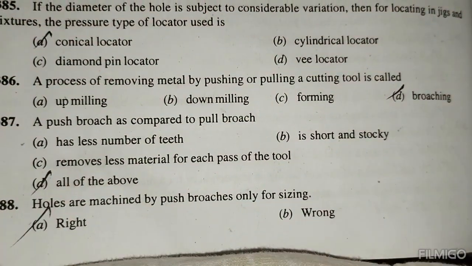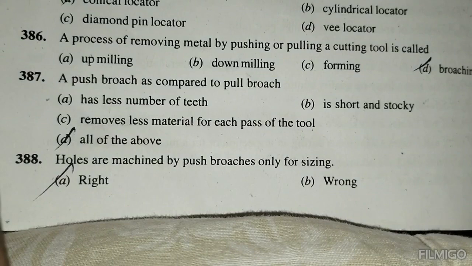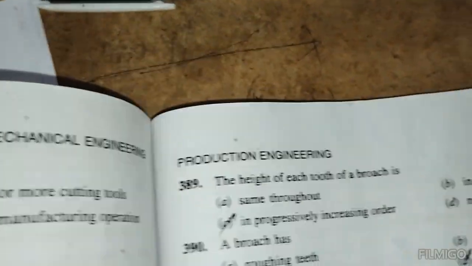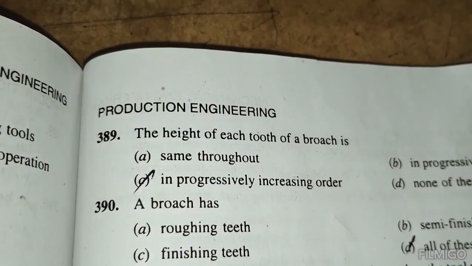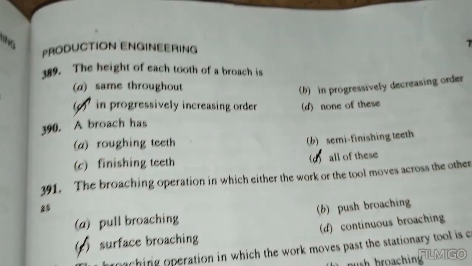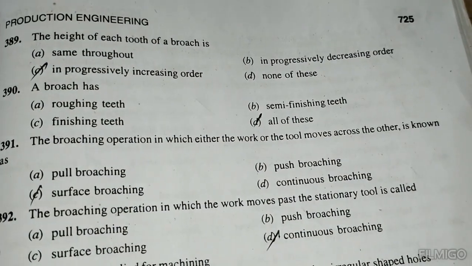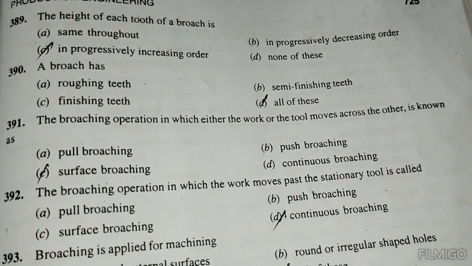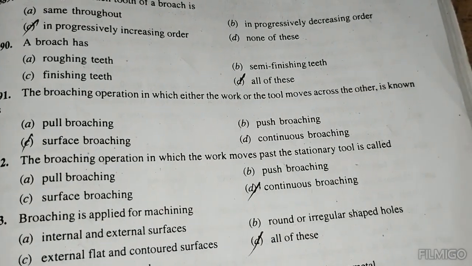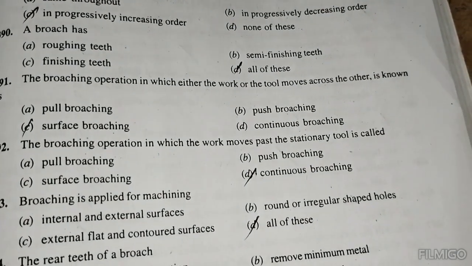A push broach as compared to a pull broach is all of this above. Holes are machined by push broaches only for sizing is right. The height of each tooth of a broach is increased progressively in order. A broach has all of this. A broaching operation in which either the work or the tool moves across the other is known as surface broaching. The broaching operation in which work moves past a stationary tool is called continuous broaching.